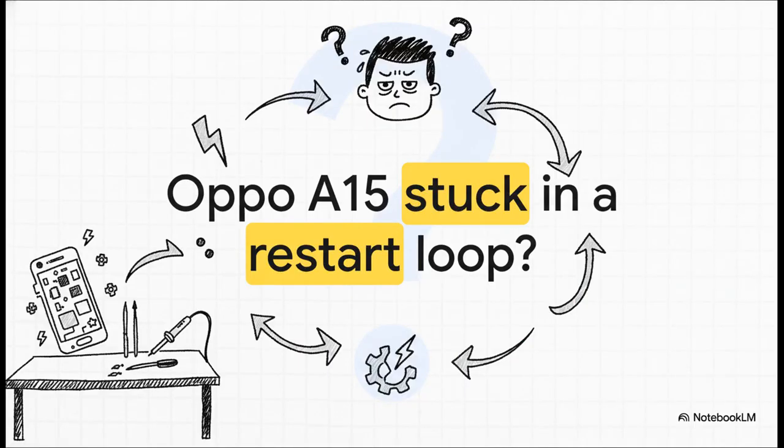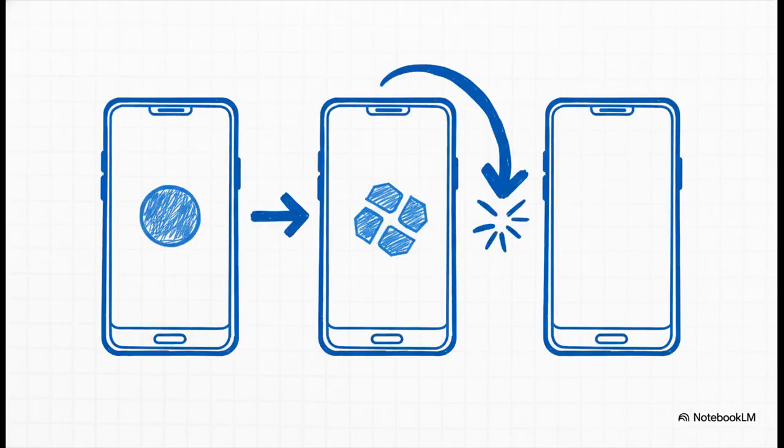It's an Oppo A15, it just won't start, and it's trapped in this endless cycle of restarting. This is a really common and super frustrating fault with this model. And honestly, it can be a real head-scratcher if you don't know exactly where to look. Now, the key symptom you need to watch for is very, very specific. The phone powers on, you see the first Oppo logo, it gets to the second logo, and then poof, it just reboots. Over and over again. This isn't some random glitch. It's a crystal clear sign of the exact problem we're about to solve.